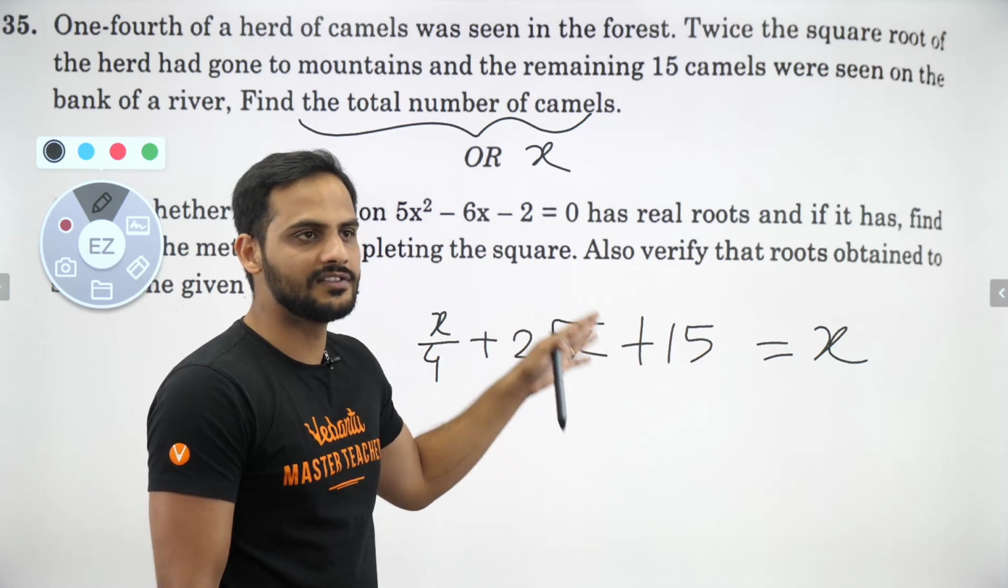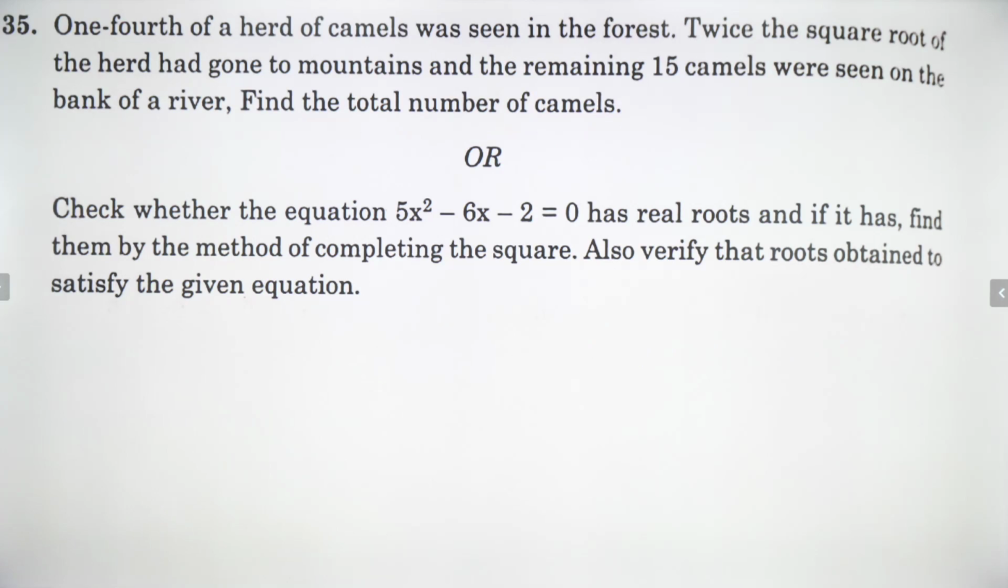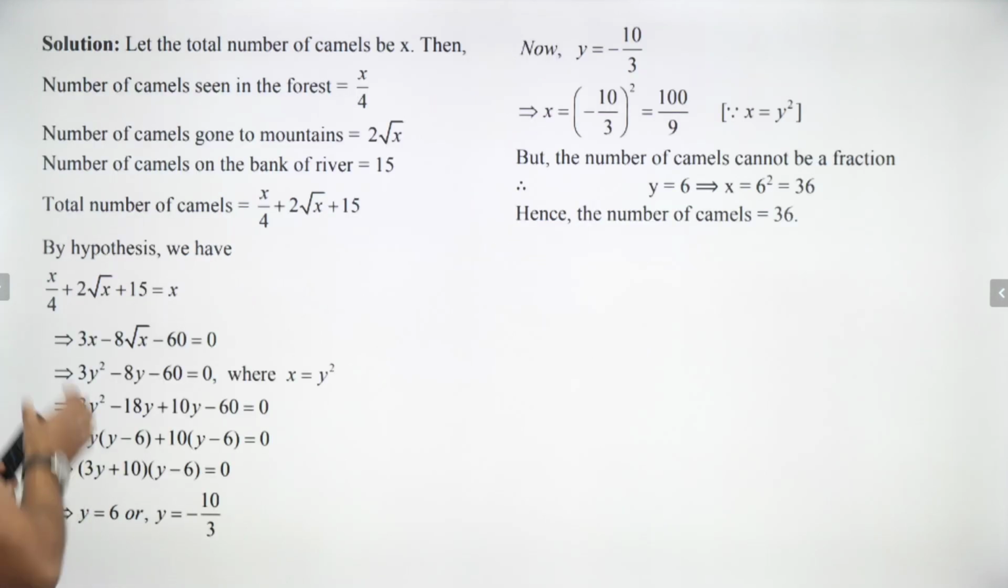Take root x equal to t. x will become t square. You will get a quadratic equation, then solve it. Look here: x by 4 plus 2 root x plus 15 is equal to x. Solve this part. You have got 3x minus 8 root x minus 60.